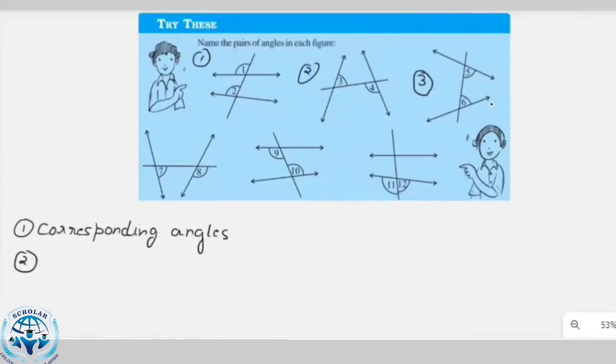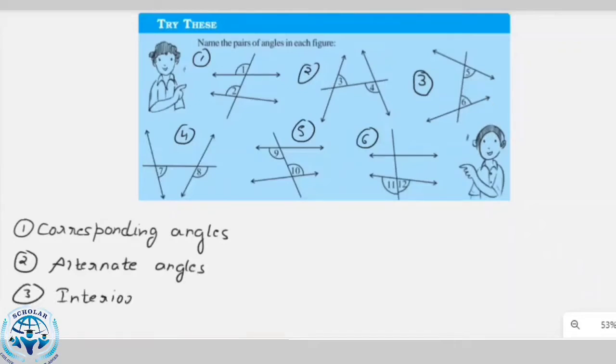In the second figure, alternate angles, inside the lines with different vertices. In the third one, interior angles on the same side of the transversal inside the two lines. Remember one thing, the angles are there whether the lines are parallel or not. If the angles are equal, corresponding angles and alternate angles, then the lines are said to be parallel.